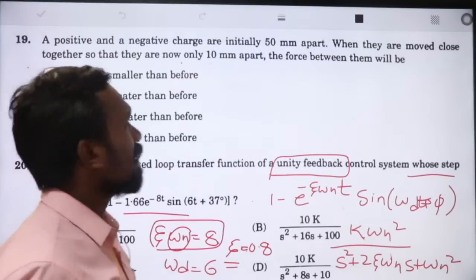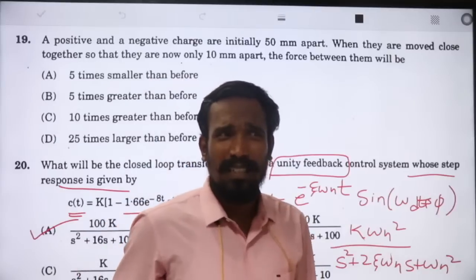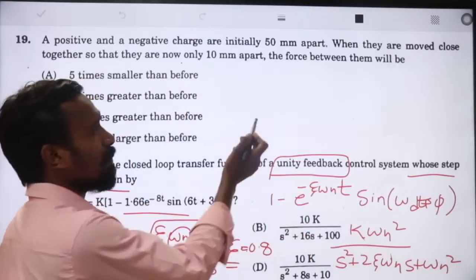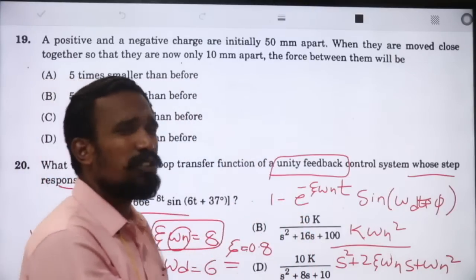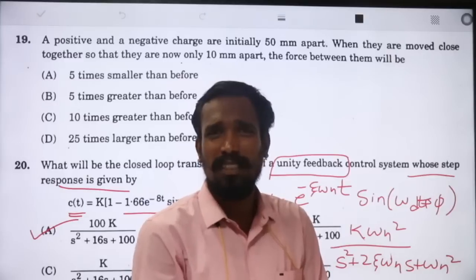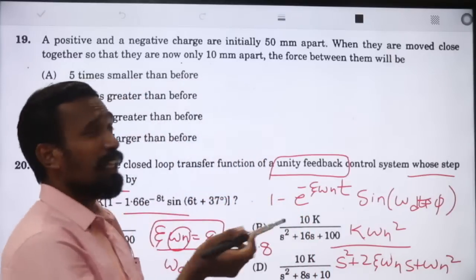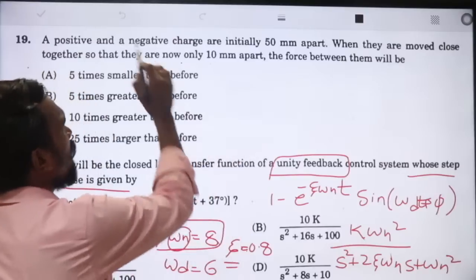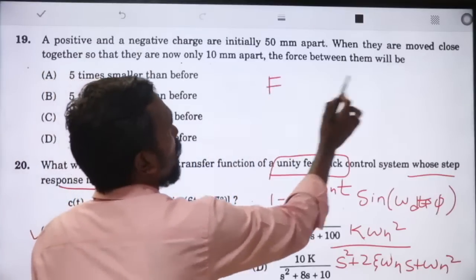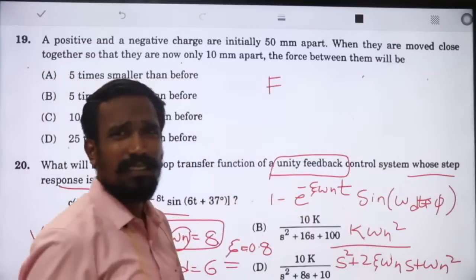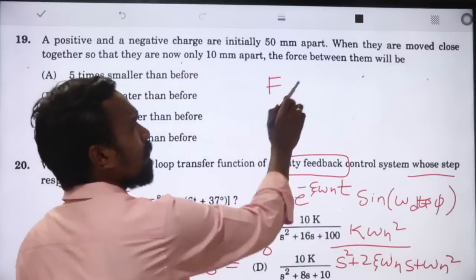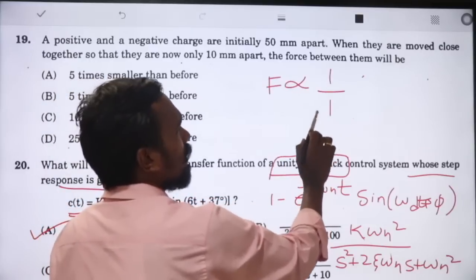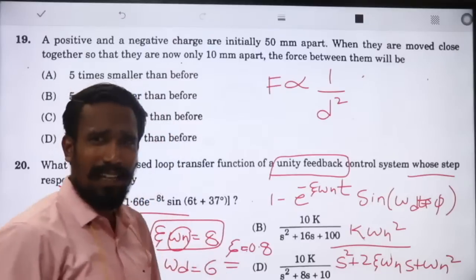Once, this is from EMF. Generally, this is not only from EMF. You can get the answer from electrostatics. Very easy question. I gave this question for diploma junior engineers also. Generally, you know very well that the force between 2 point charges is inversely proportional to distance square.